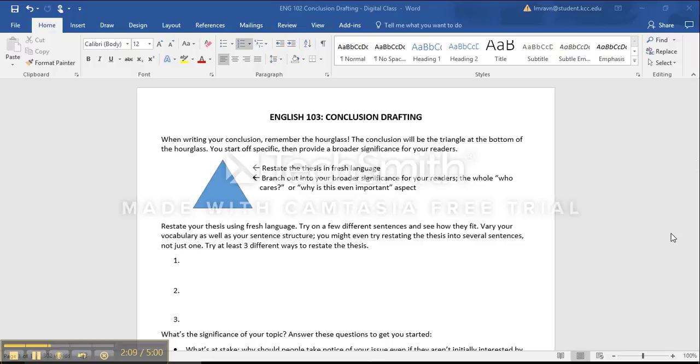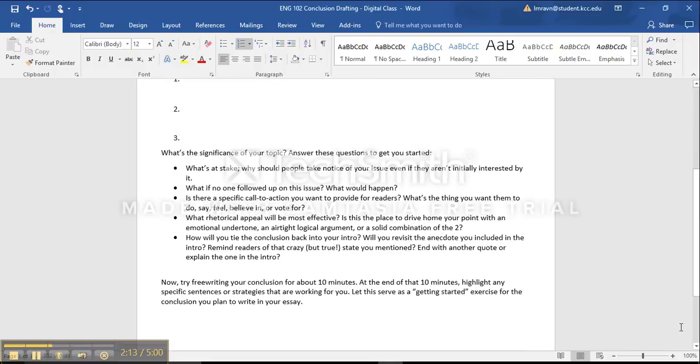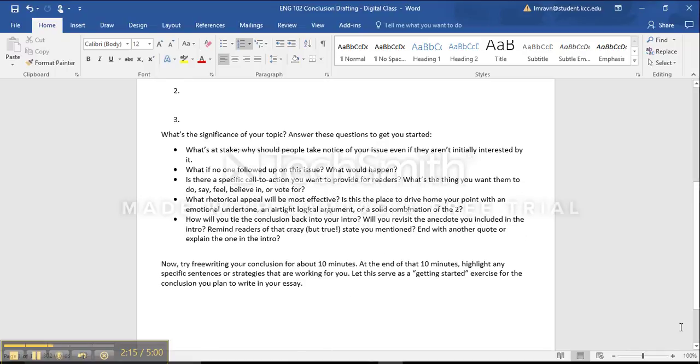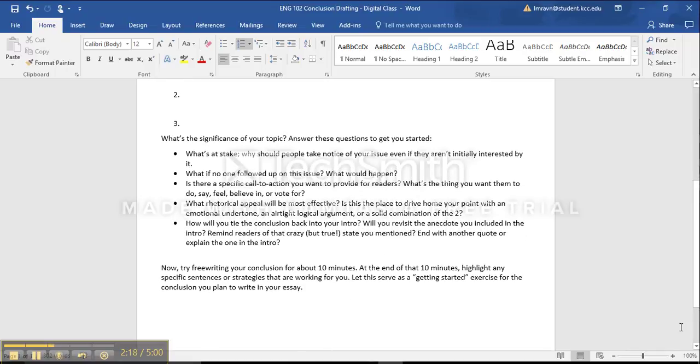You can pause the video and do that now, or you can just keep following along with me and then draft when the video is finished. I've also uploaded this document into our course files page. That way you can pull it up if you miss anything in the video or if you want to type directly on the screen.